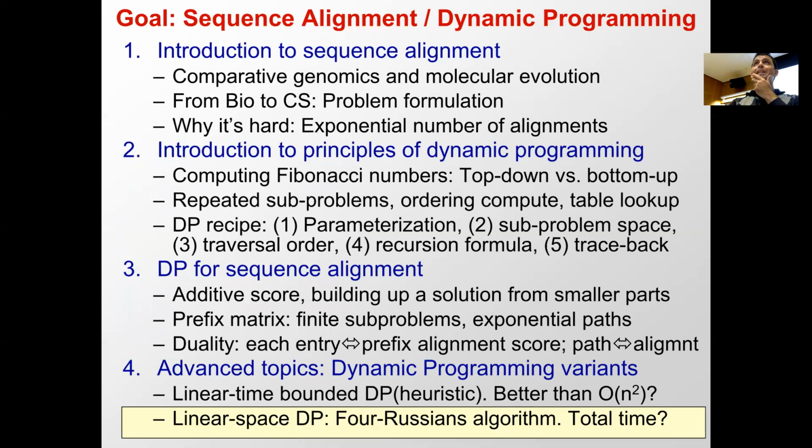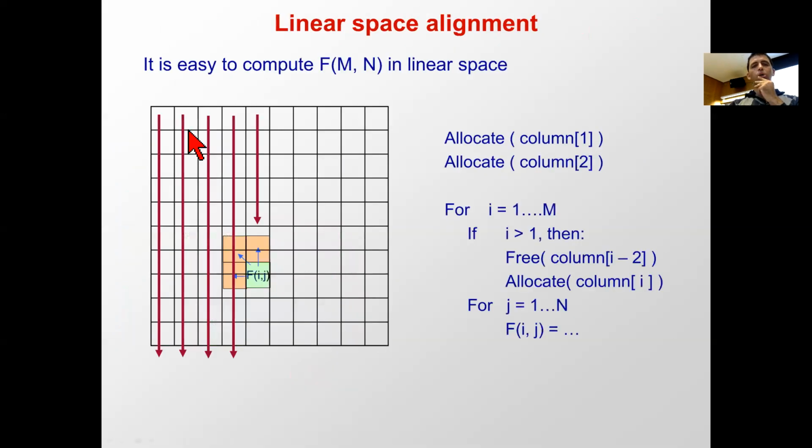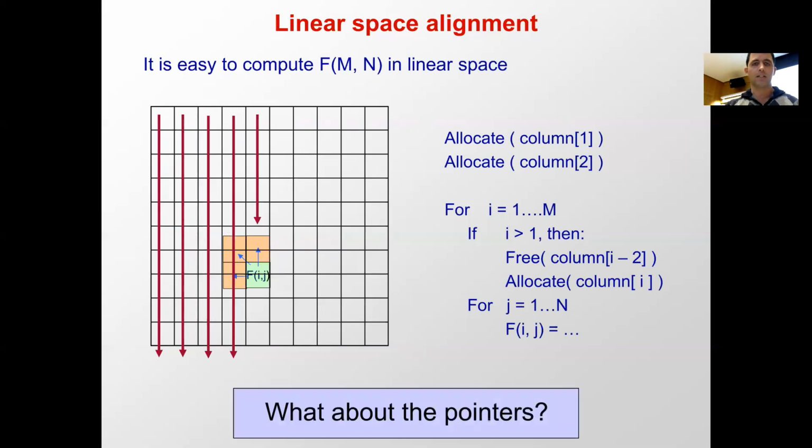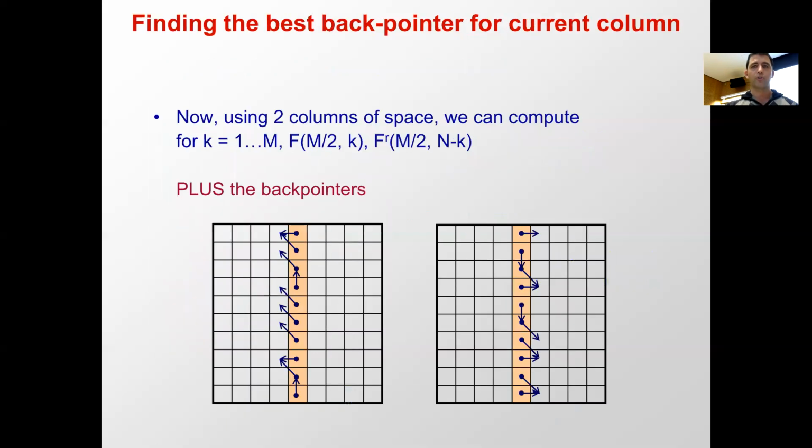So what about linear space? I just mentioned how we can do linear space by just keeping 2 columns at a time. But the problem is that I need all of the pointers in order to be able to come back, because then all I will have is the score. I won't have the pointers. Can I do linear space alignment with tracing back of the scores? And that's where it gets a little geeky again. How do I remember the pointers?